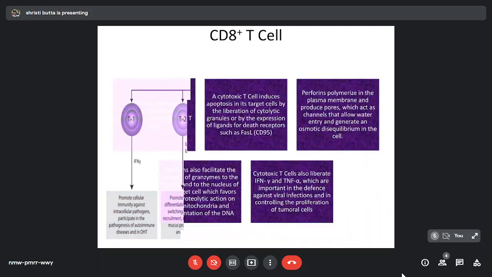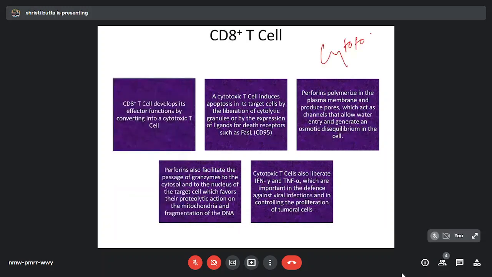Now, what happens is that you also have the CD8 plus T cells. What are these? These are the cytotoxic T cells, as we all know, right? Now, these CD8 plus T cells develop their effector function by converting into the cytotoxic T cells. A cytotoxic T cell induces apoptosis in target cells by liberation of the cytolytic granules or by expression of the ligands for the death receptors or the FAS-L. Okay, remember the pathway of apoptosis?